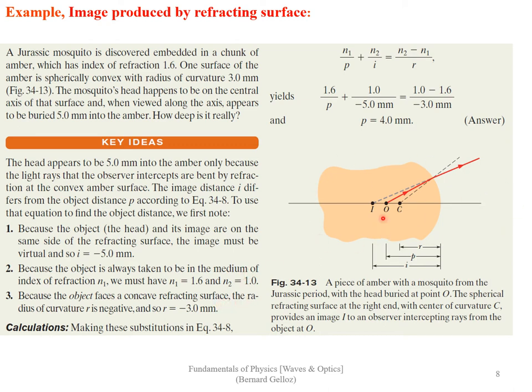And R, we are now dealing in fact with a concave surface, because we are on the left side, and this is concave for us, and we are again on the virtual side for the images, so negative. Okay, so R is negative, so we have everything here, we just calculate P, and P equals 4 mm, which indeed is in between C and I.